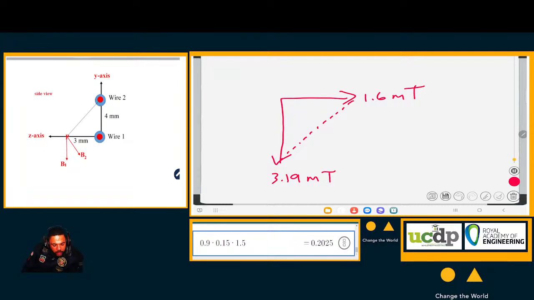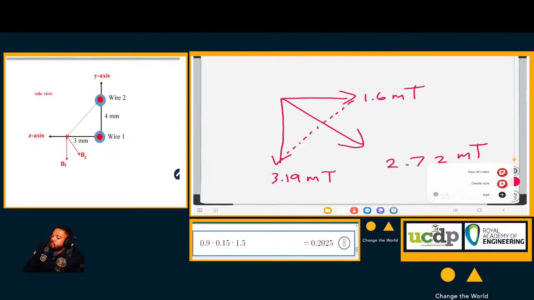And if you use Pythagoras' theorem for this, you will find that the answer is 2.72 millitesla. So the net vector going in this direction will be 2.72 millitesla using the Pythagorean theorem.